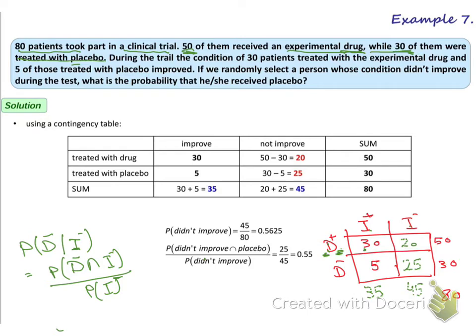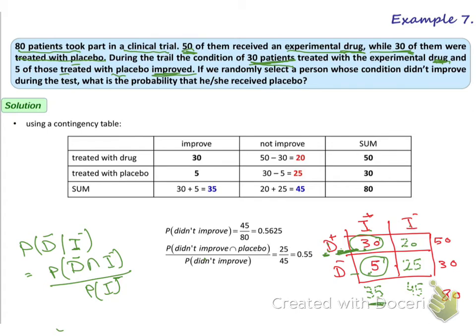Then he gave us one of the intersections. During the trial, 30 patients treated with the experimental drug improved, and 5 of those treated with placebo improved. So improved positive, 30 who received the drug, and the 5 who received the placebo improved. So I put 30 here and 5 here. The total of those who improved is 35.